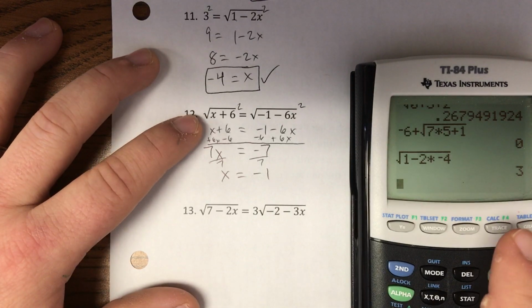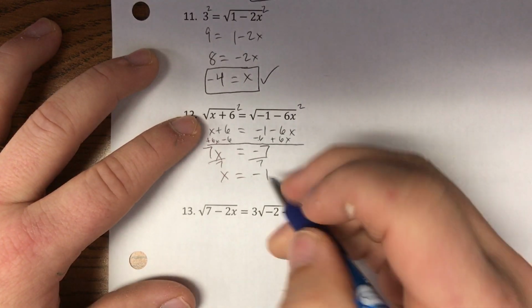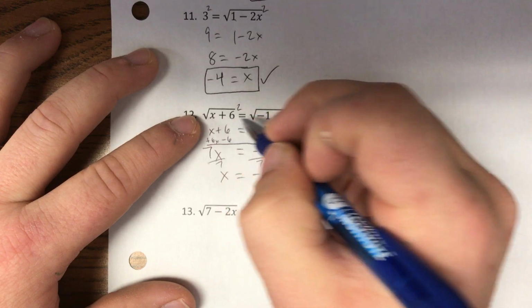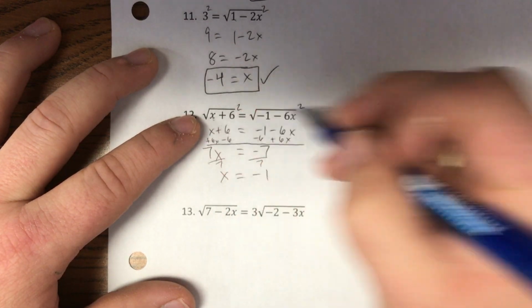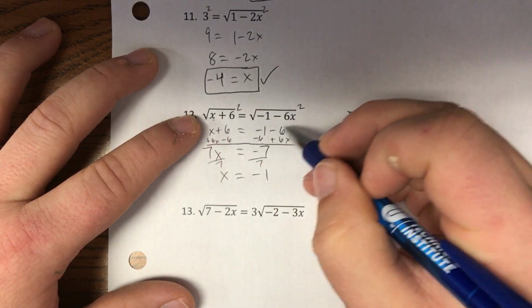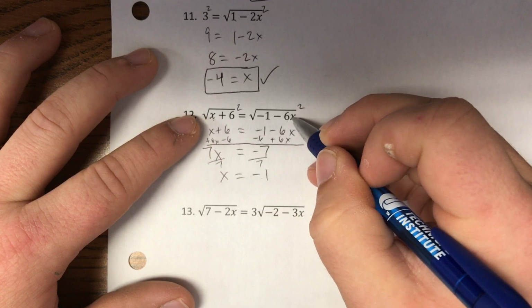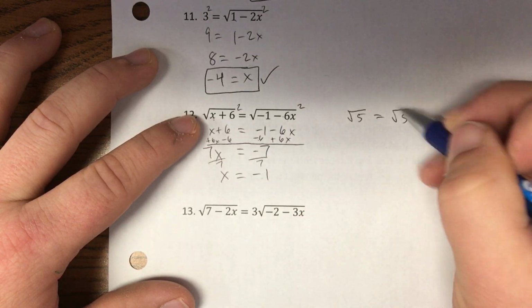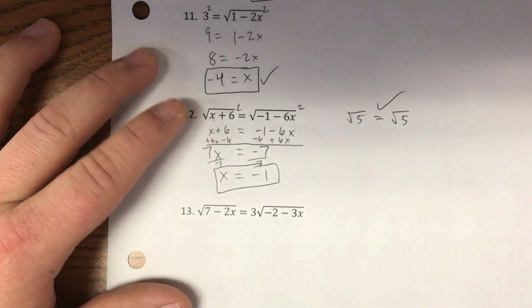So on the left side, I'll just do this one mentally. If I plug in -1, that's going to be -1 plus 6, that's the square root of 5. Over here, if I plug in -1, that becomes 6. That again becomes square root of 5. It does check.